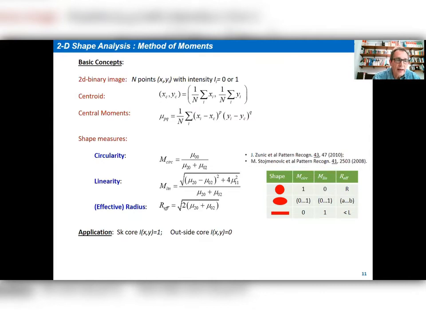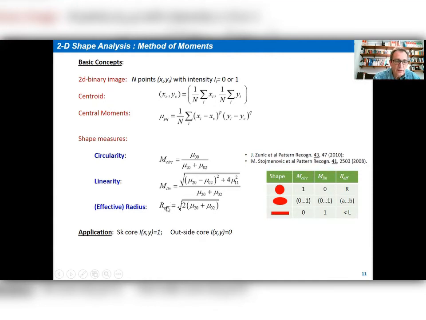Now, coming to the geometrical aspects, we have analyzed the shape of the skyrmions by digitizing the color maps I showed you before and attributing 0 and 1 to the intensity inside the core and outside the core of the skyrmion. For each compact shape corresponding to a skyrmion, we can define two invariant moments, circularity and linearity. The circularity becomes 1 if you have a perfect circle. The linearity becomes 1 if you have a perfect line. So by looking at the values of these two quantities, we can deduce the shape of the skyrmion.